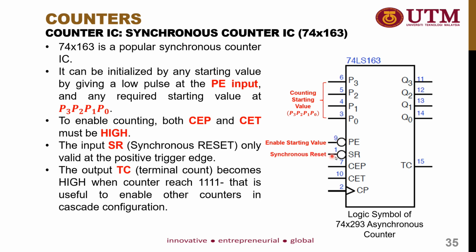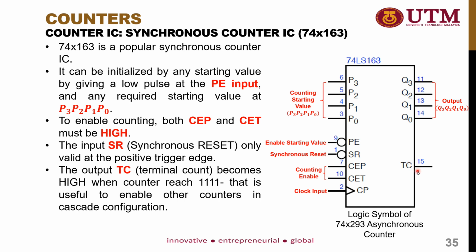The input synchronous reset is used when you want to reset your counter. The inputs CEP and CET are the inputs used to enable the counting. If you don't give any input to CEP and CET, your counter will not start counting. As usual, CP is the clock input. And you have a total of 4 outputs, Q3, Q2, Q1, and Q0, where Q3 is the MSB and Q0 is the LSB.